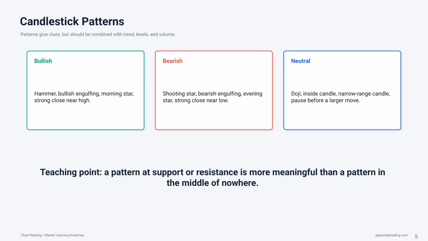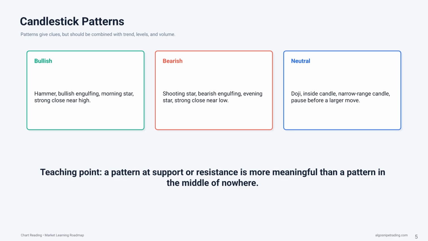Candlestick patterns. Short lesson. Candlestick patterns help traders understand possible changes in buyer and seller behavior. A pattern can give clues, but it should not be used alone. It is stronger when combined with trend, support, resistance, and volume.